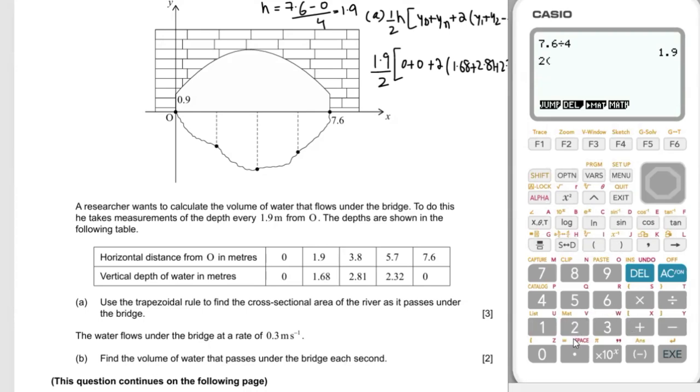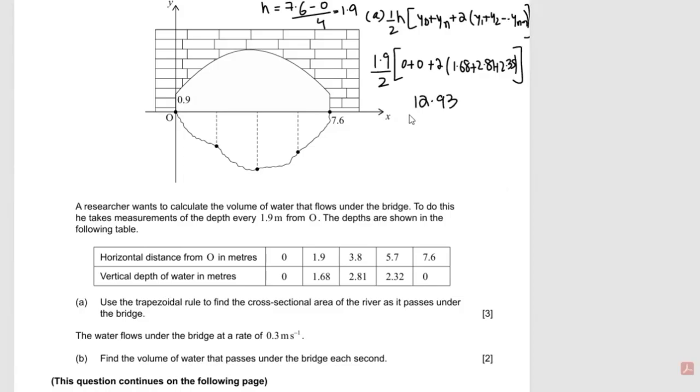It's going to be 1.68 and plus 2.81 and plus 2.32 and bracket close. Let's press it: 13.62. Now you can divide this by 2 and multiply the answer with 1.9, whatever way you want to do that. I'm just doing that with 1.9. And this will give me 12.939, which is approximately 12.9. And this is the area of the cross section.